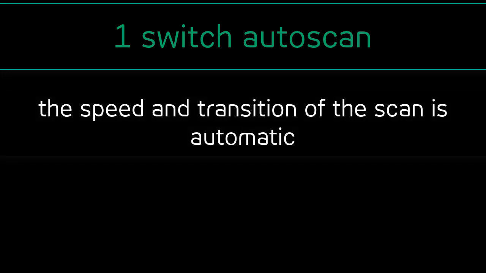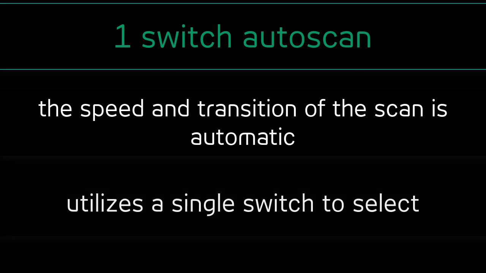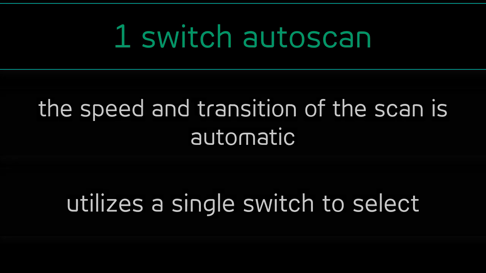The OneSwitch autoscan type is automatic, as the name indicates. The speed and transition time of the scan abides by the time selected within the autoscan settings. The individual uses a single switch to select a target row, column, button, or group as the content is scanned automatically.